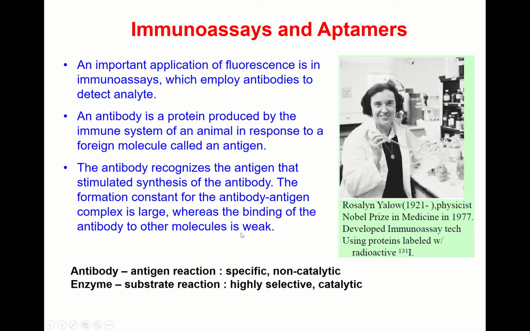Okay, so now you want to detect a specific compound. Then you inject the compound into an animal. Usually people use a rabbit. After being injected with the specific compound, the rabbit's immune system synthesizes antibody to specifically bind the antigen. Okay, so this antibody and antigen interaction or reaction is very specific.